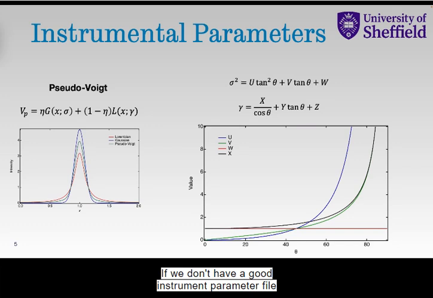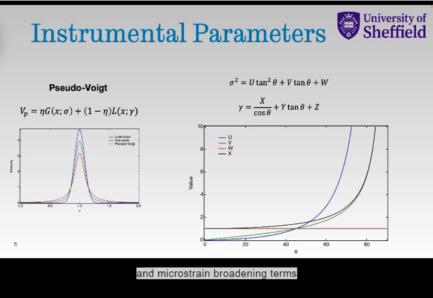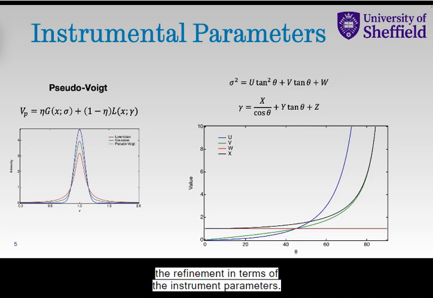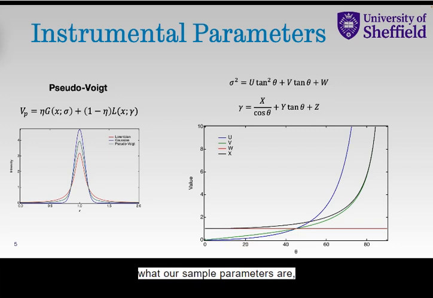If we don't have a good instrument parameter file when we're doing our setup, what that means is we might still get a good refinement and a good fit to our data. However, if we don't know those u, v, w, x, y, and z terms, we can't then be confident about the crystallite size and microstrain broadening terms that we refine and get out at the end of the refinement. We might just have to combine it all in terms of the instrument parameters. So this is where it's really important to understand what our instrument parameters are, what our sample parameters are, and which ones we need to refine in order to get a good fit.